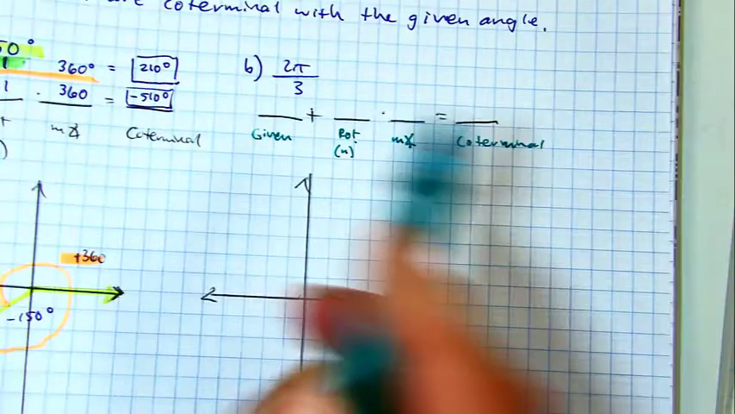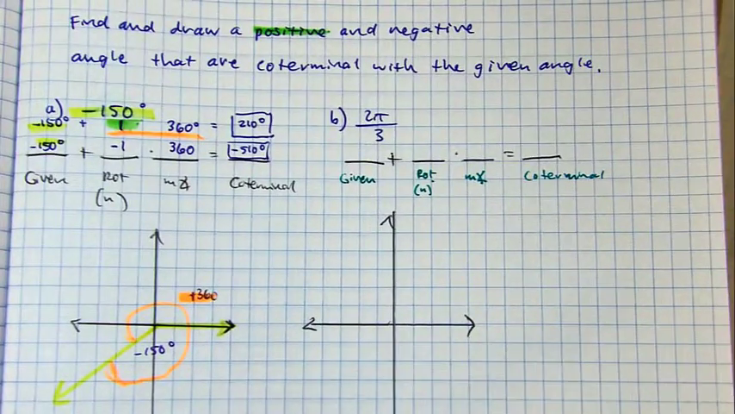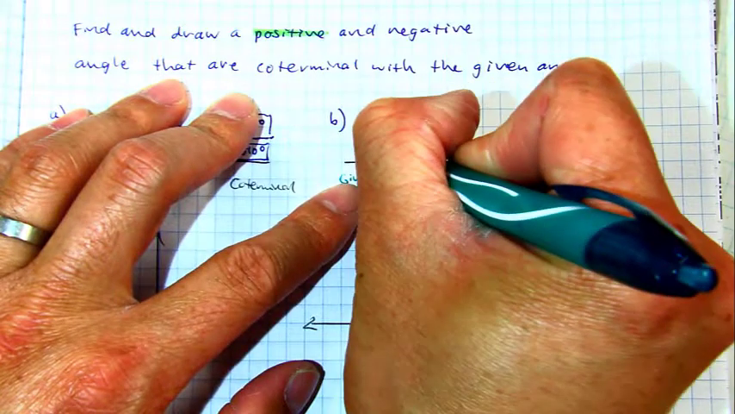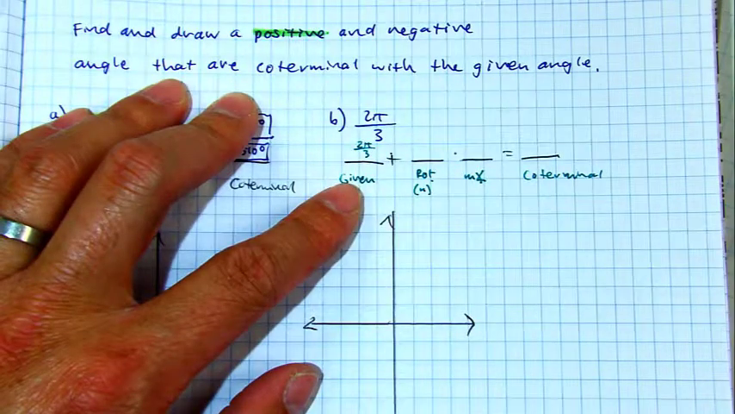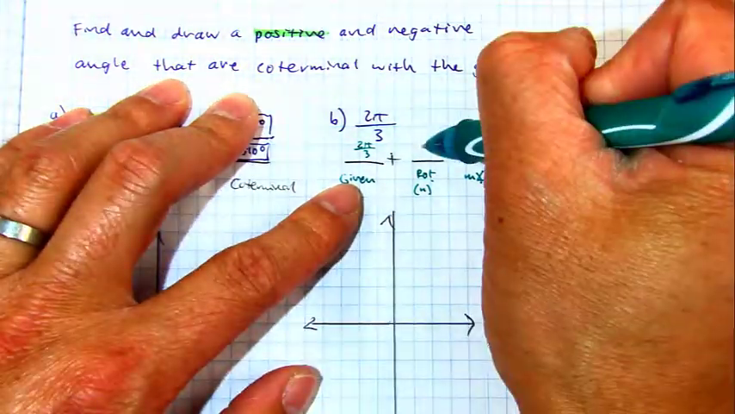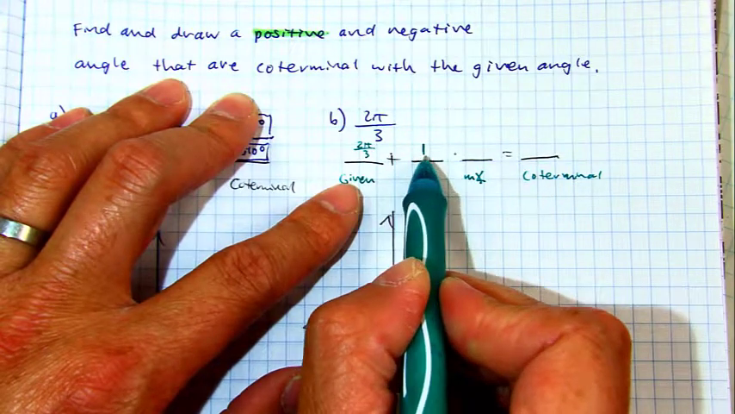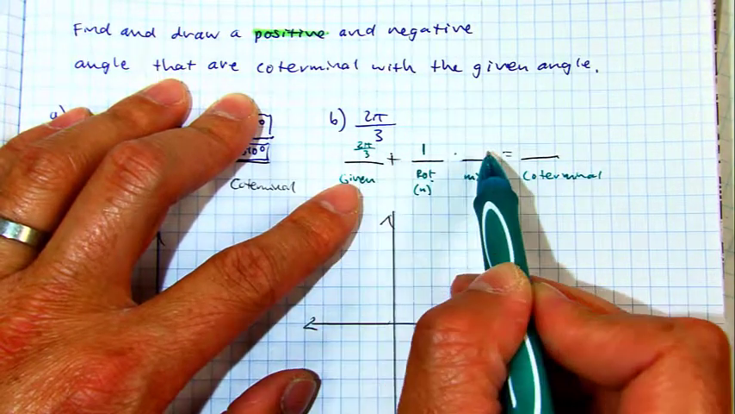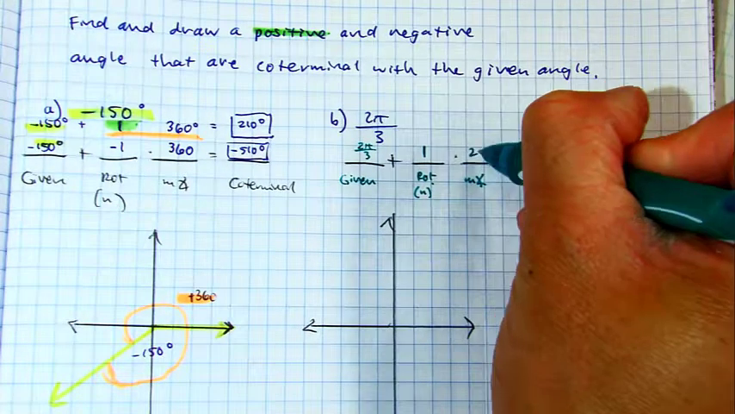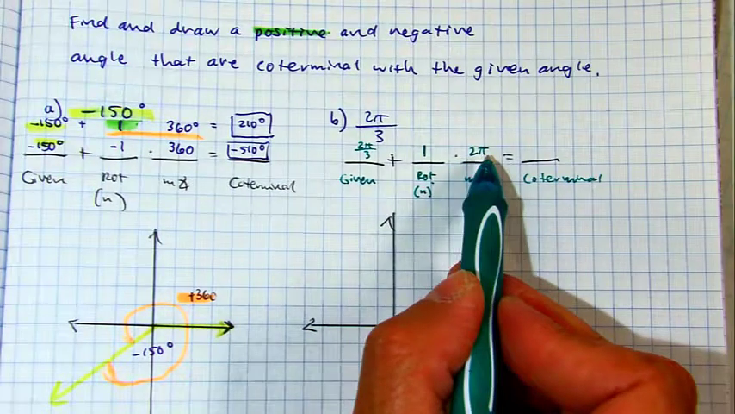Now, because they gave me a fraction, you're going to work with fractions. So I have 2 pi over 3 as my given. And I just want one positive, so I can just do one full rotation. But for this example, our rotation is in radians. So how many radians is one full rotation? 2 pi. Okay, it's not 360 like yesterday's lesson. It's going to be 2 pi.